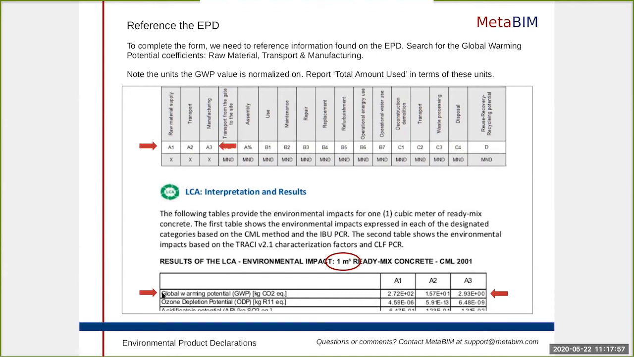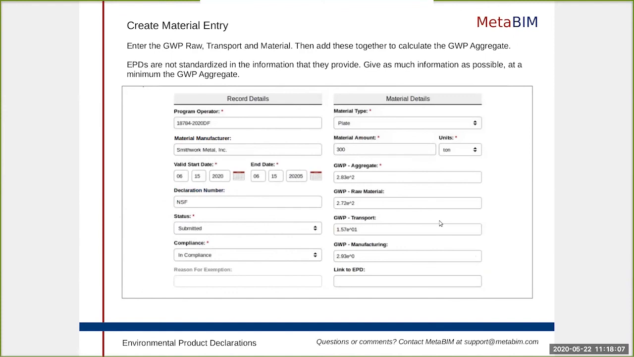All right. The next thing we see here in line is global warming potential broken out into those three categories, A1, A2, and A3. When we come back to our material entry, we enter that GWP raw, transport, and manufacturing. What we're really looking for, however, is this GWP aggregate field. This GWP aggregate field is the summation of the GWP raw, transport, and manufacturing. So we want to add these three up and then enter them here into the GWP aggregate field.